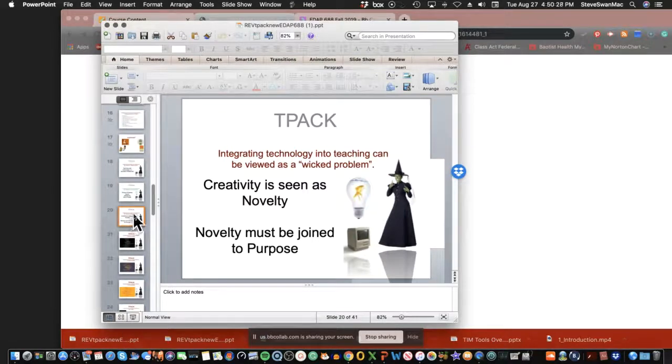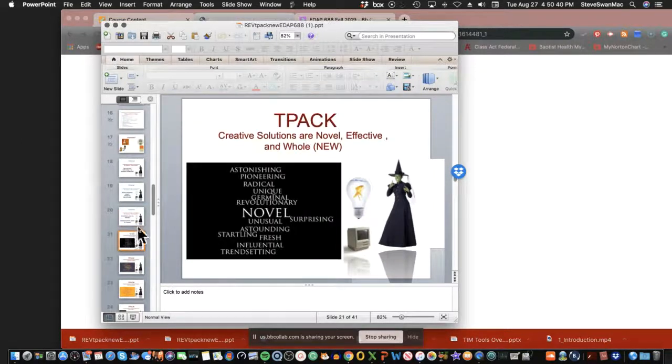And if we could see that creativity is seen as novelty, and novelty must be joined to purpose, then we have something that Koehler and Punya call new. So they see the process of looking at solutions to the TPACK wicked problem as new. Here I've got a little word cloud about what novel means. This is the first part of the acronym. It's astonishing, pioneering, radical, unique. In other words, it's something that you're using that's different.